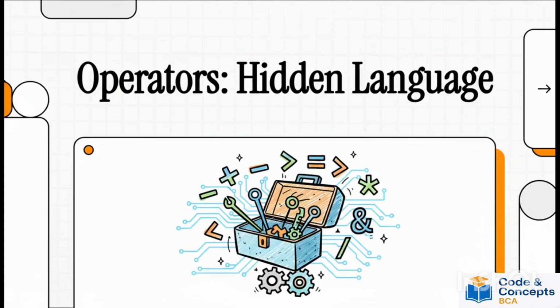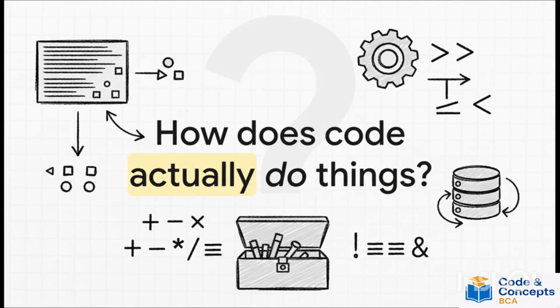All right, let's pull back the curtain on programming and look at the powerful, unseen forces that actually make code work. We're talking about operators, the hidden language that tells your computer exactly what to do. I mean, really think about it for a second. We just write lines of text, but somehow that text can calculate, it can make decisions, it can create whole worlds. So, how does that happen? How do we get from these static instructions to dynamic, living action?